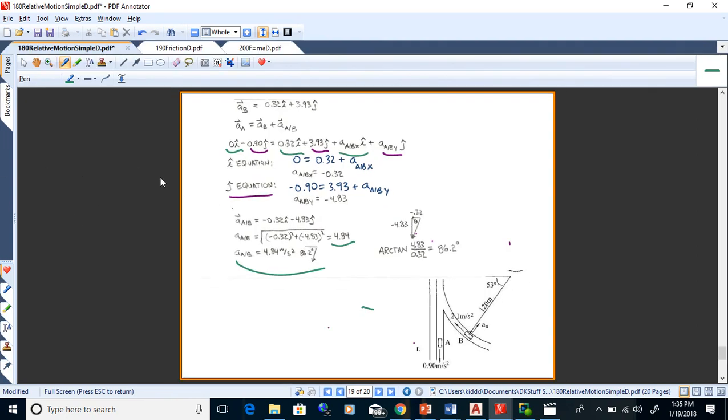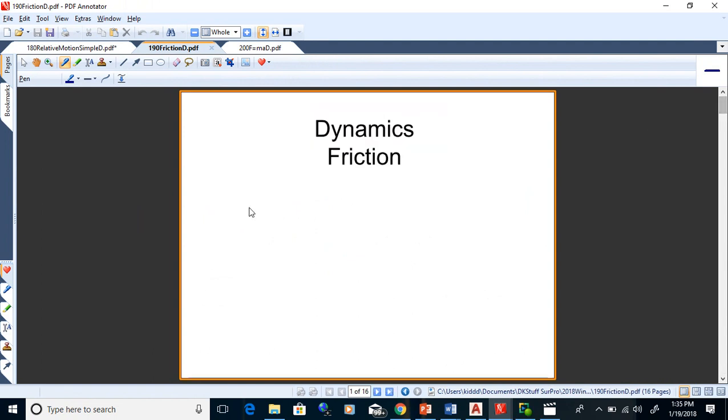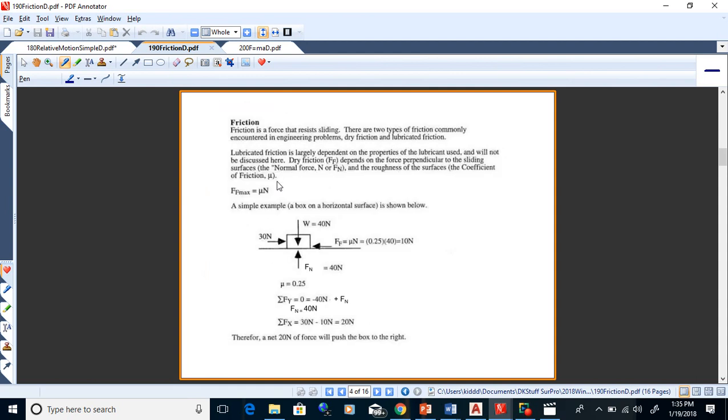All right. But before we do that, let's look at friction here a little bit. I'm skipping ahead just a page there to 290.